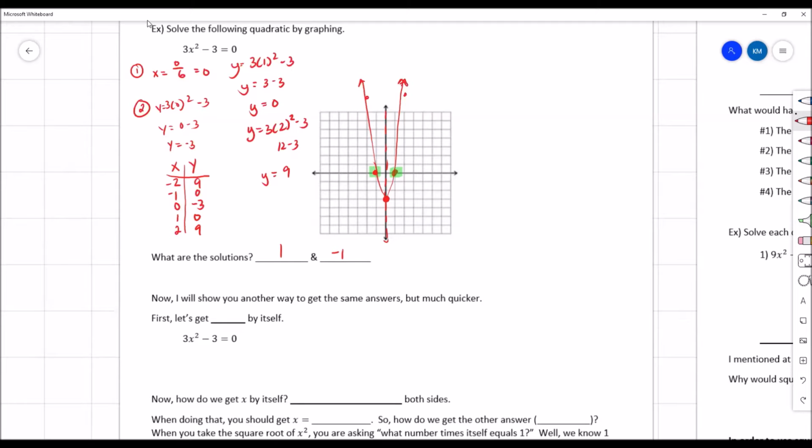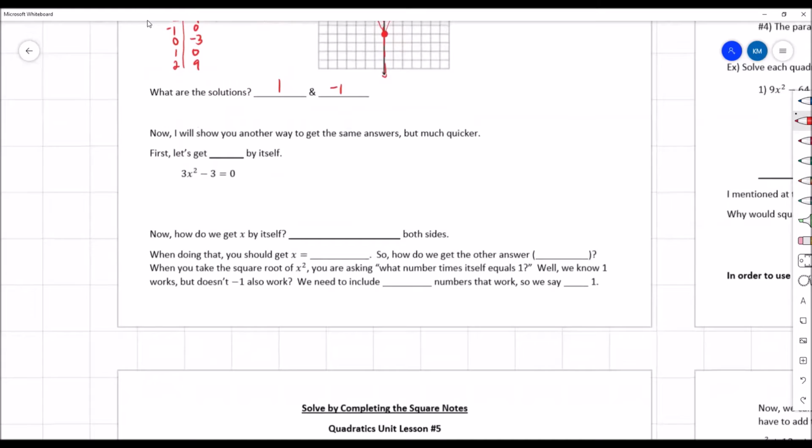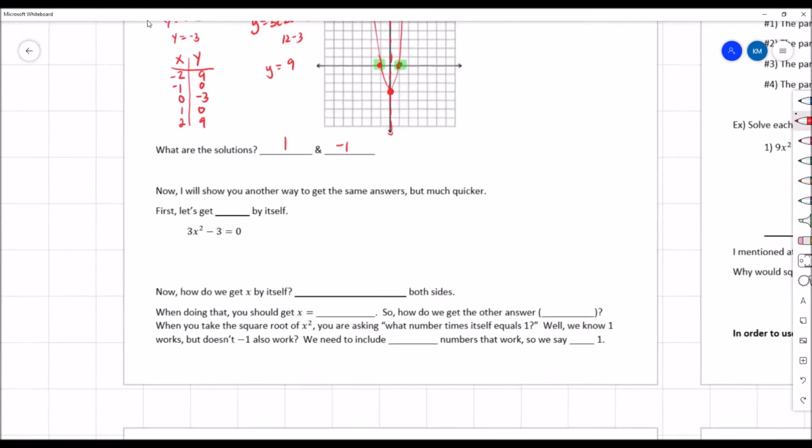Now I'll show you another way to get to the same answers, but hopefully much quicker. First, we're going to solve this like an equation. We're going to try to get x by itself. Let's get 3x squared by itself first. So we're going to add 3 to both sides. So we're left with 3x squared equals 3. Then we divide both sides by 3. And we get x squared equals 1.